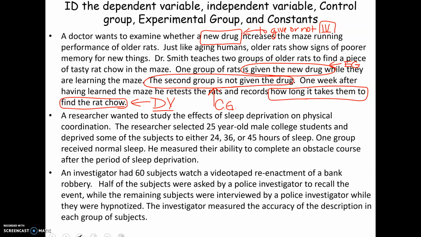All right, and then constants. You could probably come up with several constants on your own, but one would be they are all being trained when they're given rat chow.